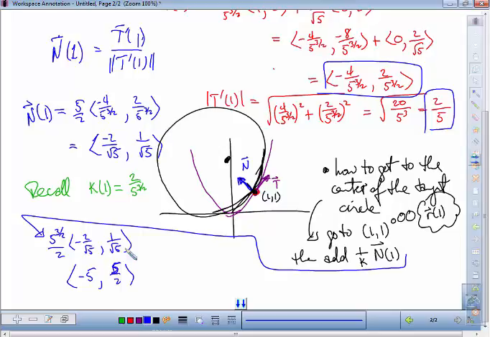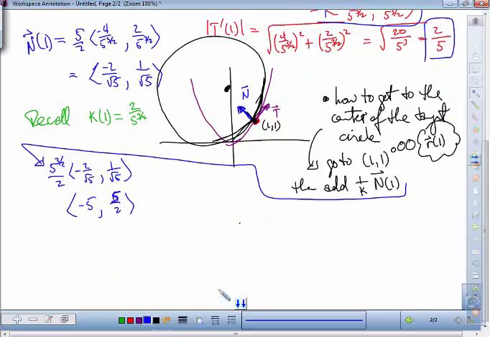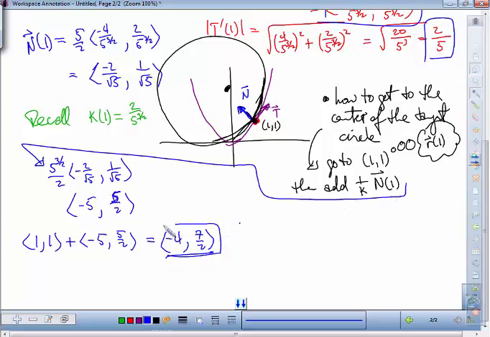And then let's add 1, 1 to it. It's getting to be a long page here. So 1, 1 plus -5, 5/2 is going to be equal to -4, comma 7/2. So that's my point. I hope that's right.